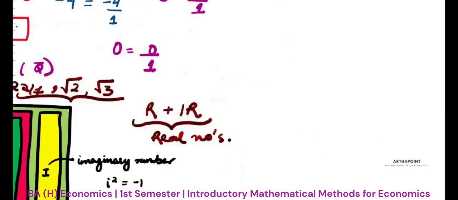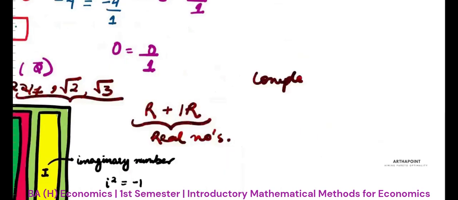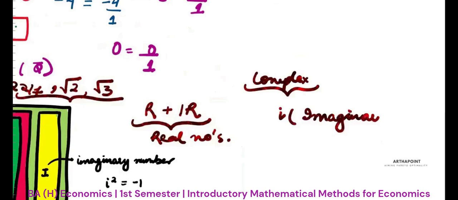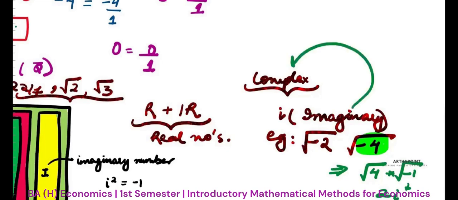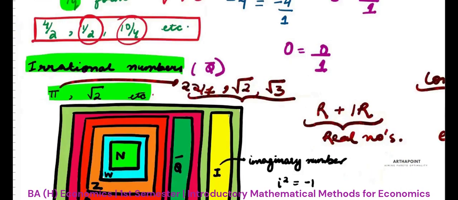Then we have something which is known as complex numbers. These are the numbers which are in iota form, which is imaginary. Like for example, -√4. When you find the root of a negative number, it is equivalent to saying that I am finding √4 into √-1. And this is known as iota. So this becomes 2 iota. So whenever we have imaginary numbers, they are actually part of complex numbers.